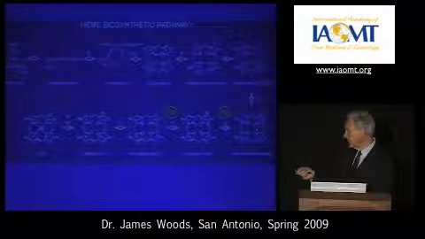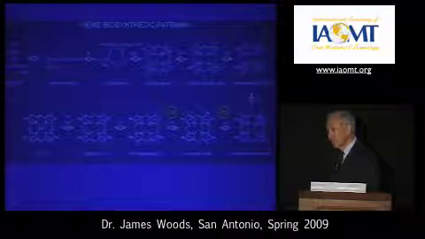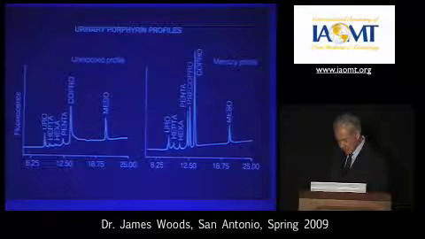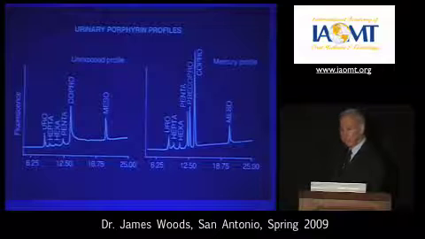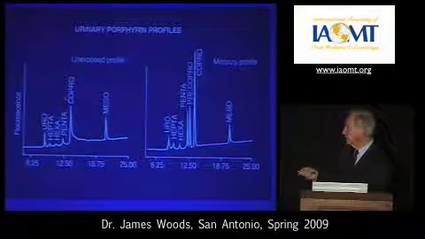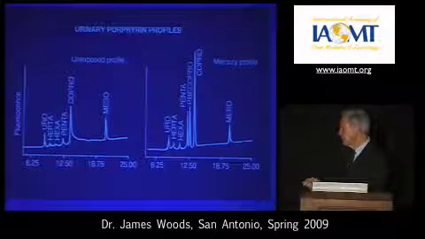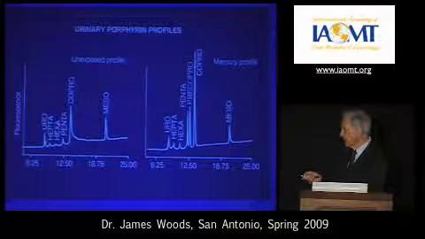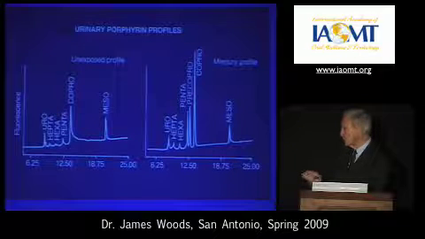And when mercury is present, these two porphyrins in particular tend to accumulate and are present in much higher amounts. So if we separate these porphyrins from urine using HPLC, a technique that we developed a long time ago, you can see very distinctly there's uroporphyrin in the normal urine of an unexposed animal.